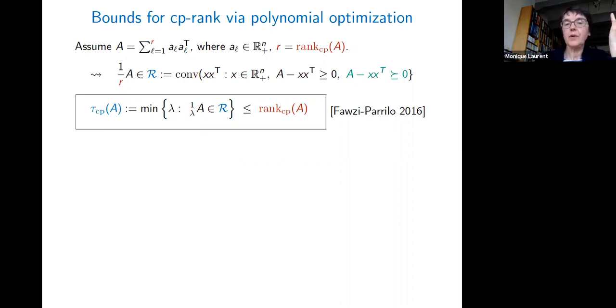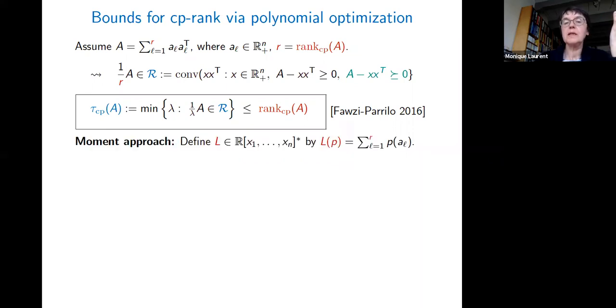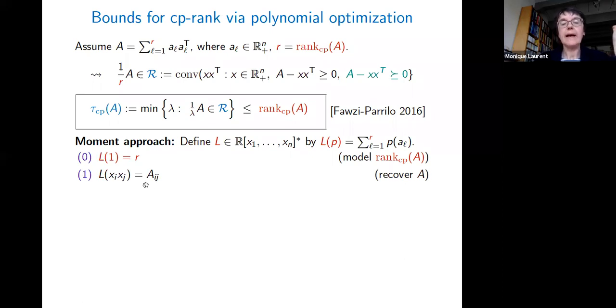And the point is that you can approach it actually using the technology of the moment approach. So what you do is you define a linear functional L which acts on the ring of polynomials, as a sum of the evaluation maps at these A_l, which enter the decomposition of A. And then it's very easy to see a bunch of properties. First of all, if you evaluate L at 1, the constant polynomial 1, what you recover is R, the CP rank. You recover the matrix A by evaluating L at the products x_i x_j.